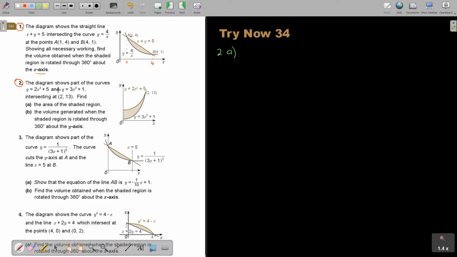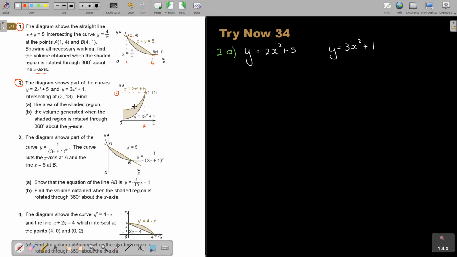The diagram shows parts of the curve. I always like to write it down. And they intersect at 2 and 13. So what does that mean? That means that that is 13 and that is 2. Okay, so find the area of the shaded region.